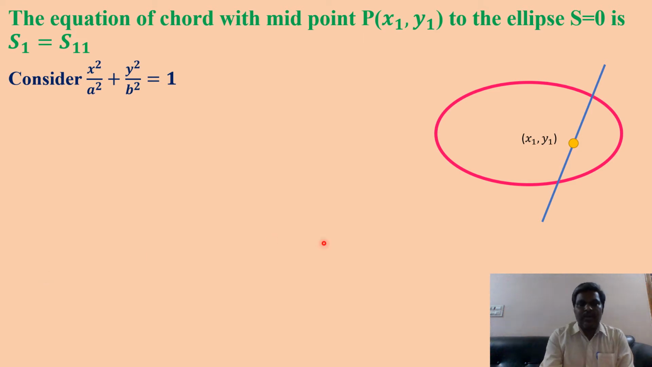Now we have to find out the equation of this chord. How to do this one? How to find the equation of this chord? Now my idea is, you imagine one line that is tangent of this ellipse, that is parallel to this chord.